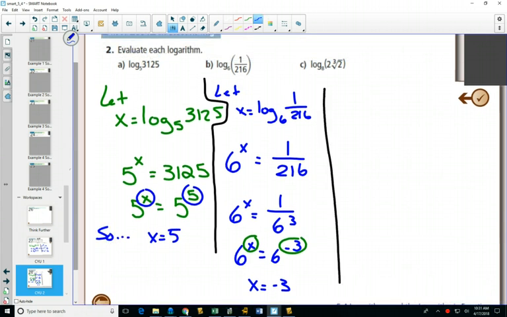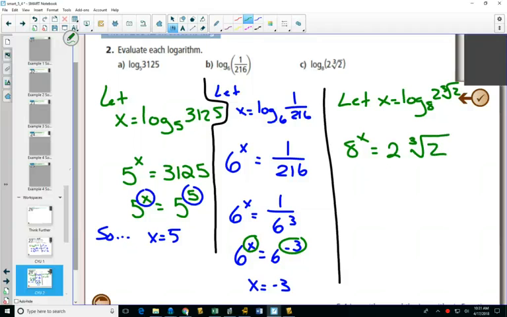Now, if you can do it directly in your head, perfect. But often these ones like, oh, 8 to what power is 2 to the cube root of 2? It doesn't just bounce into my head that I know that answer. So that's why I first set up what I want to solve for, and then change it to exponential form.